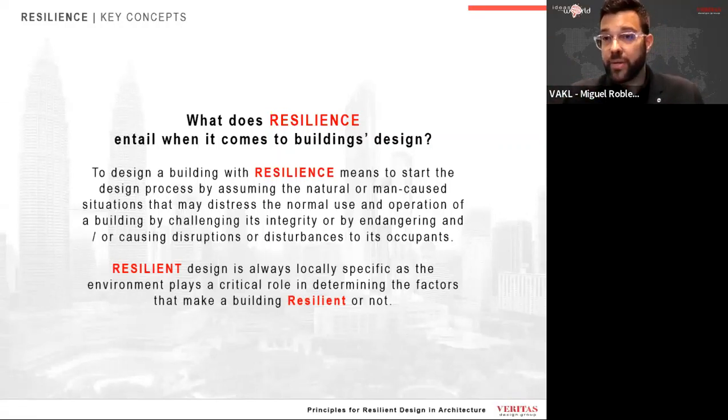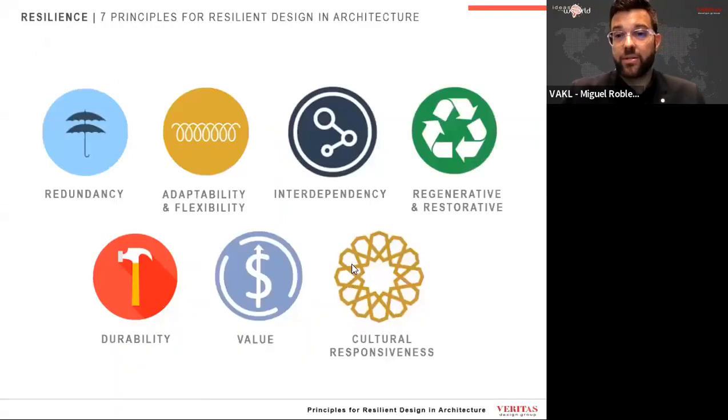This means that the context always plays a key role in determining what are the features that make our buildings resilient or not. We have studied a series of aspects or considerations that allow us to determine whether a building is resilient or not, and to what degree a building may be considered as a resilient building. And we have categorized them into 7 principles for resilient design in architecture.